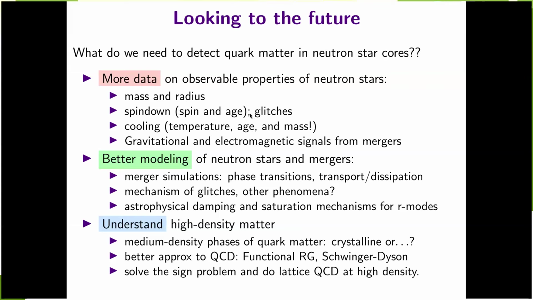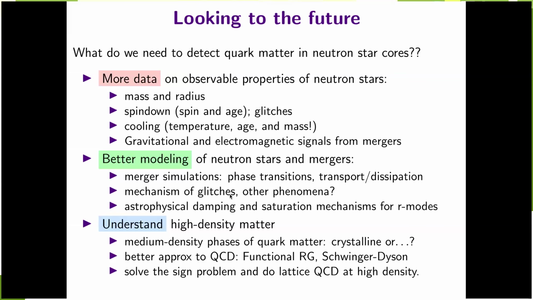So more data is one ingredient we'd like. Since we're talking astrophysics, though, modeling comes up. We're doing modeling in order to compare predictions with data, with observations. You're modeling neutron stars and mergers. So you'd like merger simulations to become better, more reliable, to include more of the physics, to be able to show you what happens if there's a phase transition, or how transport properties or dissipation in the nuclear matter or the quark matter affect the observable signatures of a neutron star merger.